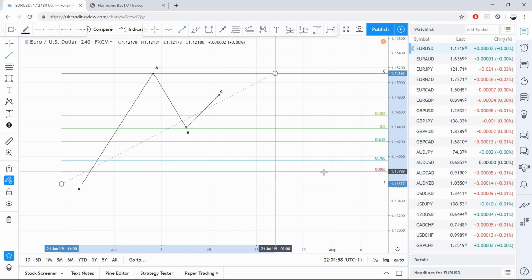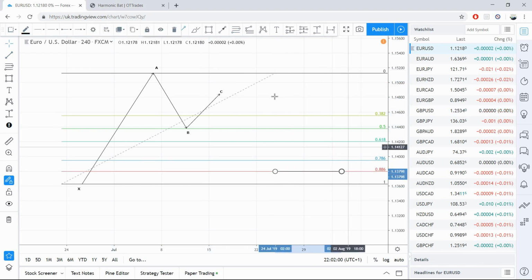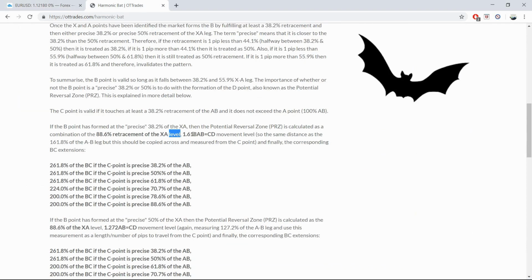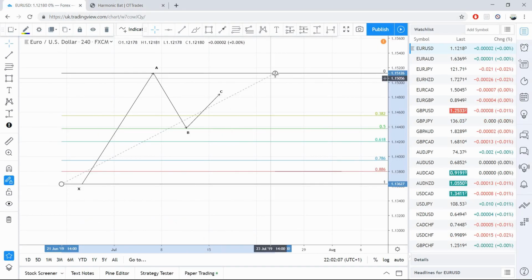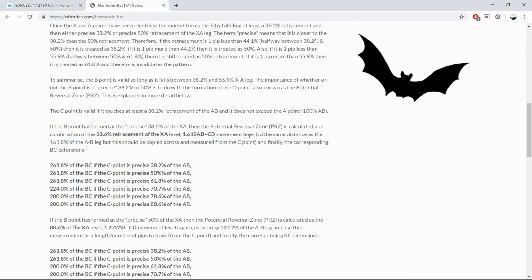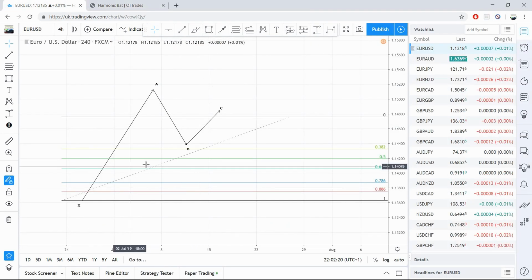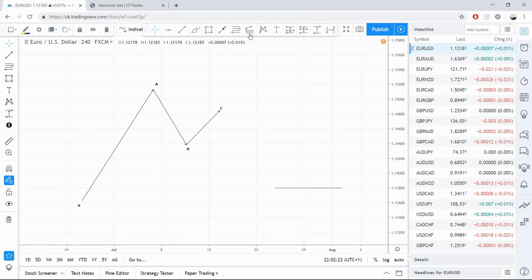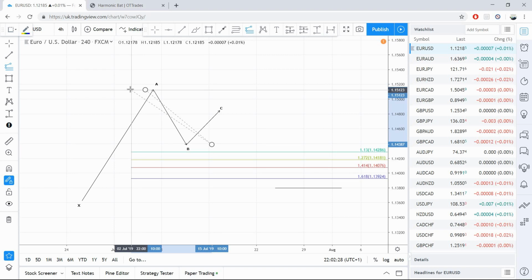I'll just do this for an example. The 382, I know we've got 50%, but I'll just do this as an example. 886 of X to A, the 1618 of the AB equals CD move. So the same distance as the 1618 of AB length, but this should be copied across and measured from the C point. So it's probably easiest to do this with the extension tool. So we'll go from A to B, back up to A.